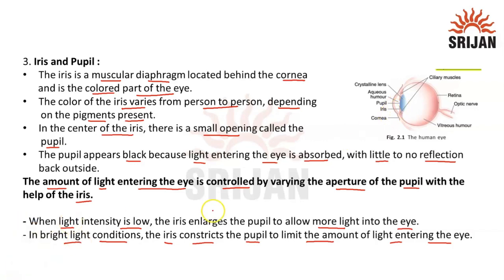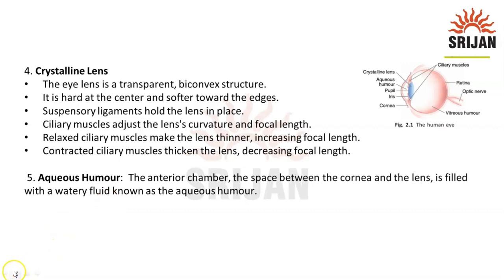Let's just move on to the next slide now. Next is the crystalline lens. Now, the crystalline lens is located just behind the pupil. Like this is what the crystalline lens is. It is transparent and has a biconvex structure. The meaning of biconvex here is convex from both sides, or we can say that it is a convex lens.